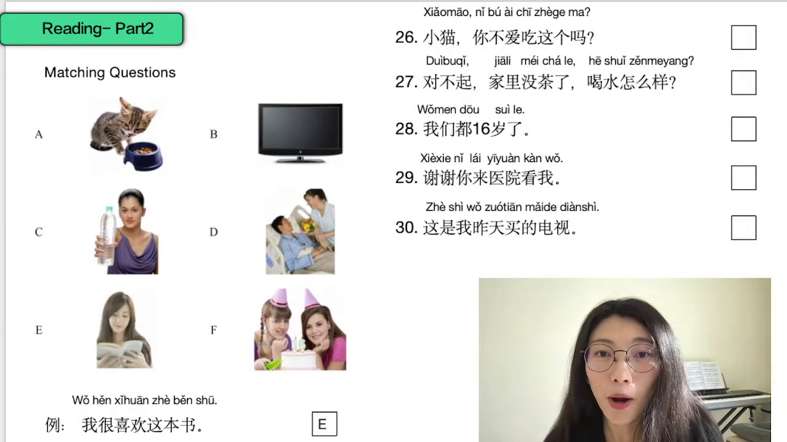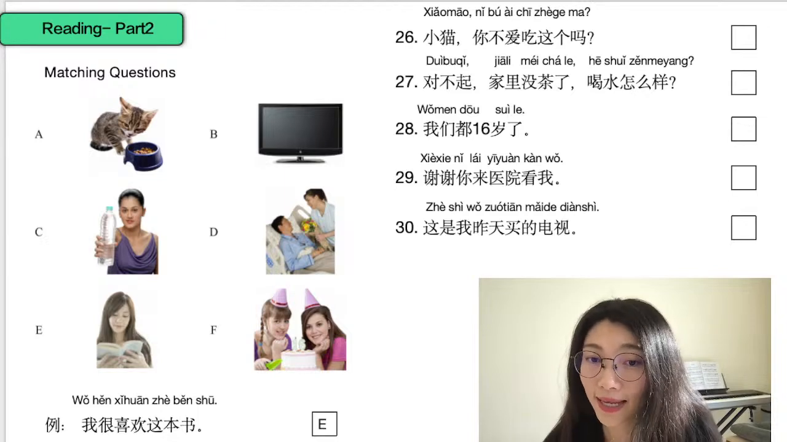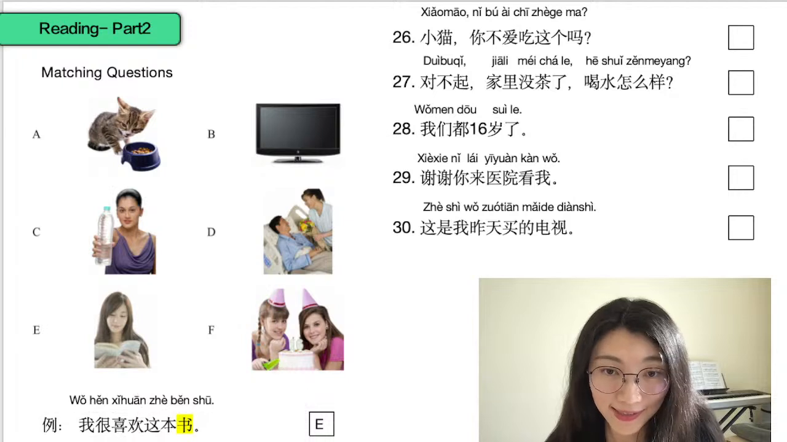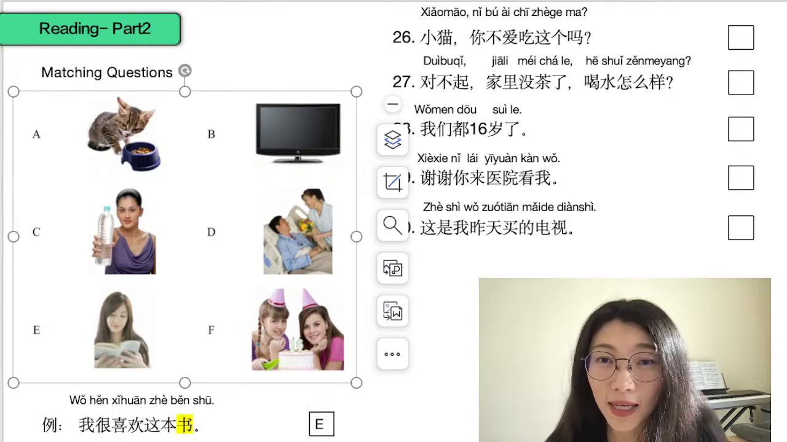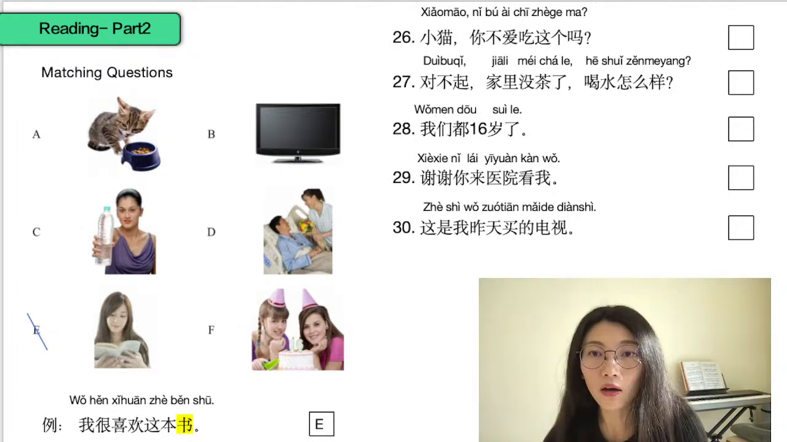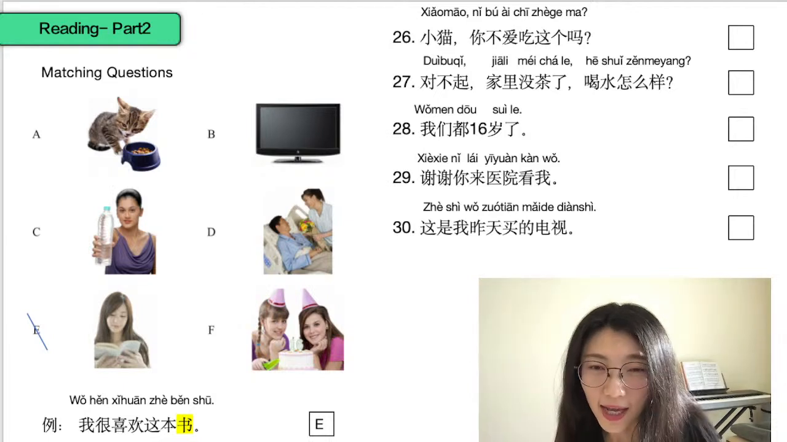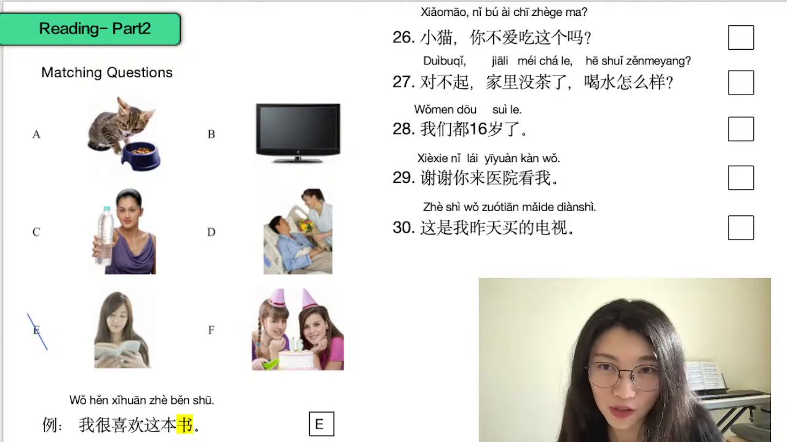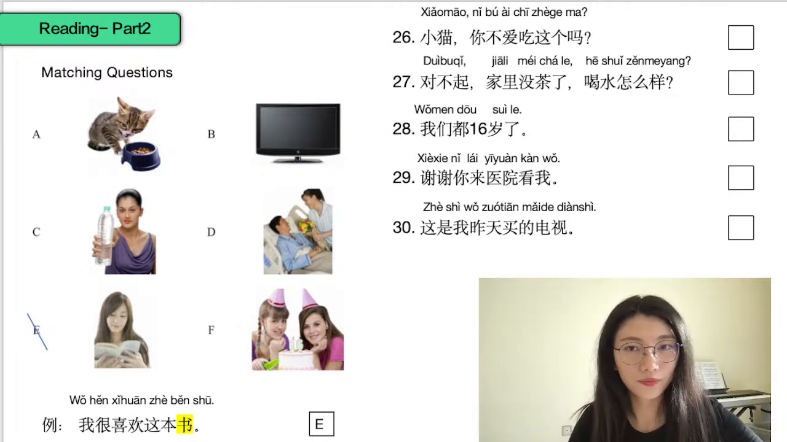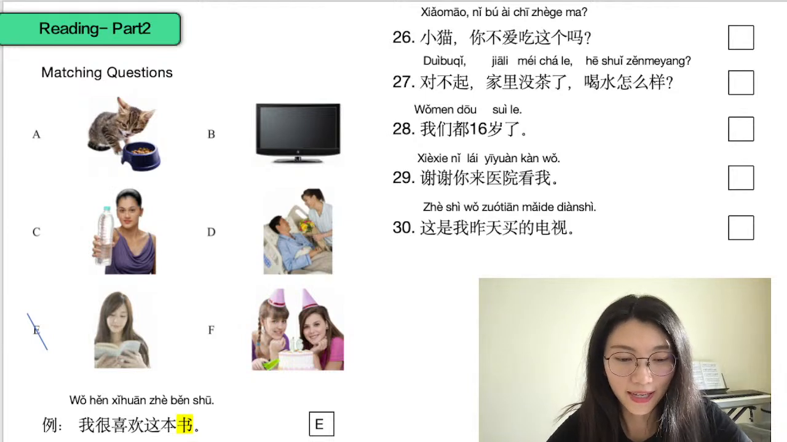Let's come to part two. Part two is the matching questions. It has 6 pictures in total, and there is an example. 我很喜欢这本书. Here, 书 means book. So it's E, she's reading a book. So we know that E has already been chosen, so we just remove the E. Now 26 to 30 are 5 questions in total. I will give you 1 minute. Please look at it and try to finish it in 1 minute. Is that okay? Or 2 minutes? 2 minutes. Okay. Remember, find the keyword, the related words, and then choose the correct answer.